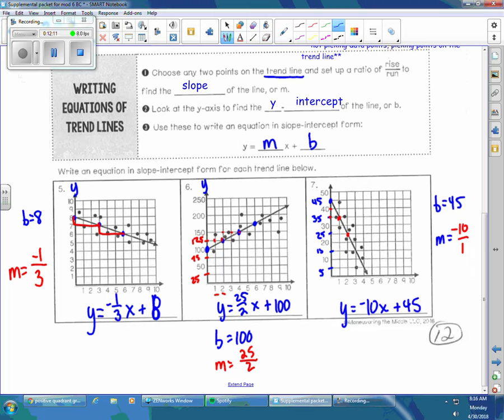Okay, so the equation for number 7 would be y equals negative 10x plus 45. And you're saying, why is it negative 10x? It's over 1. Anything over 1 is a whole number. If you want to put a negative 10x over 1, you can, but you don't have to. When it's a whole number, it's always over 1. Let's take a look at the next page.